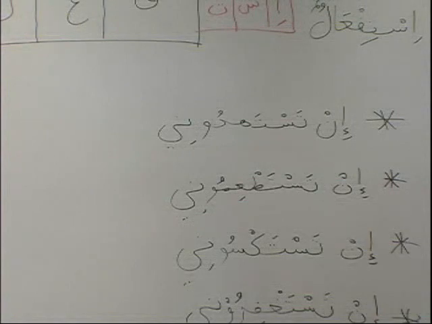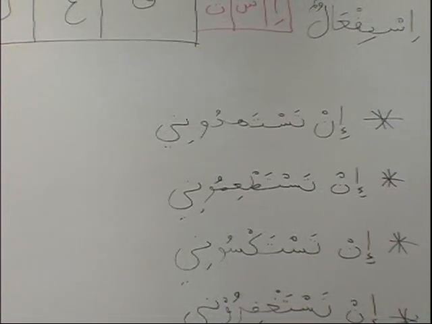Ya abadi, kullukum ja'yun. You are all hungry, illa, except man at'amtuhu. What kind of verb is this? At'ama. At'ama means to feed somebody.